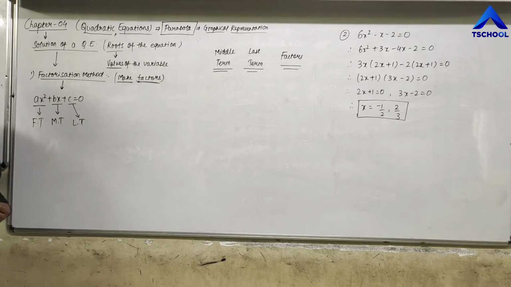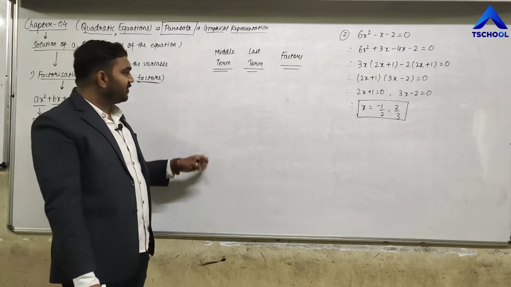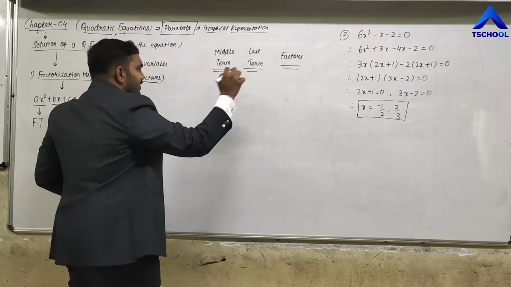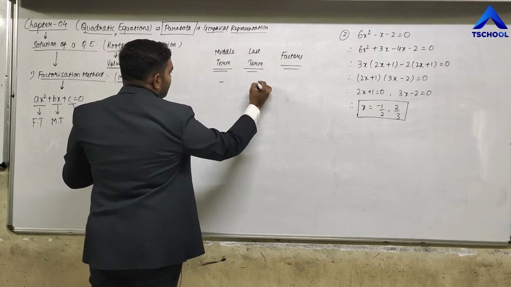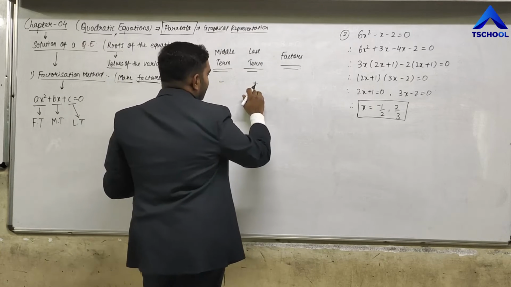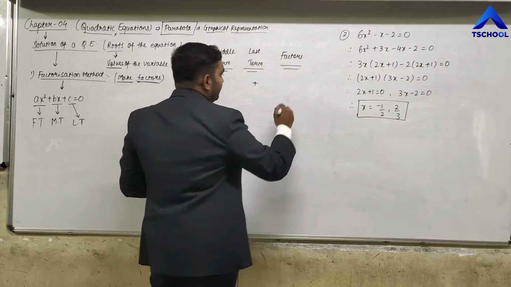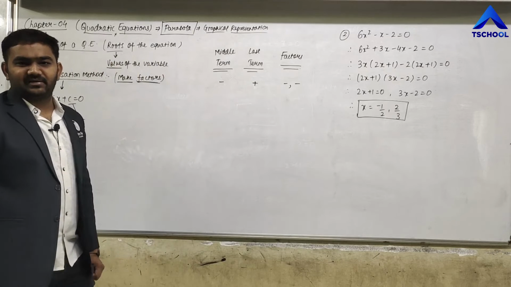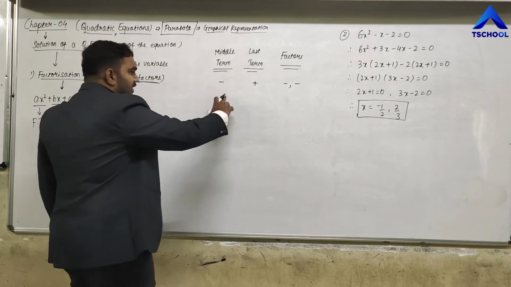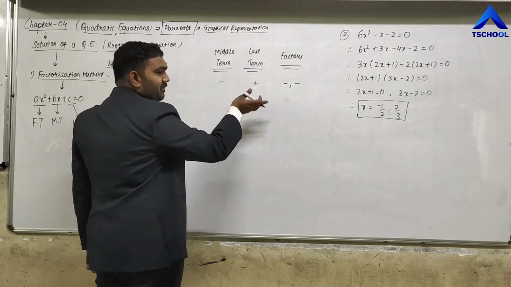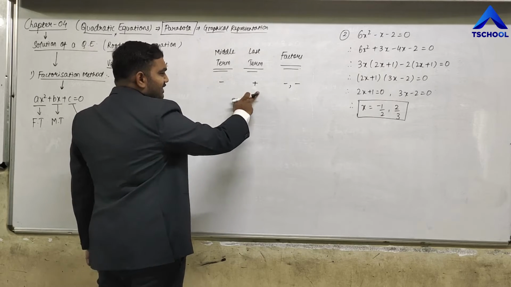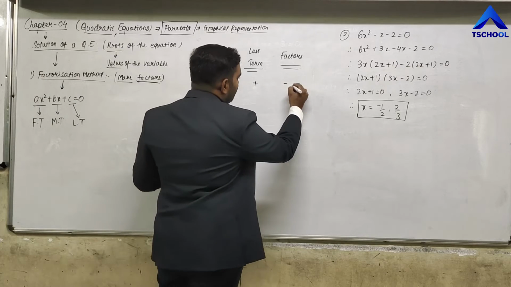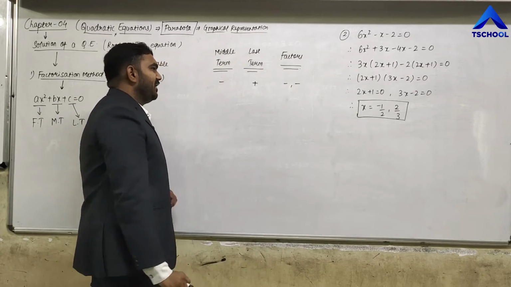Middle term, last term and the factors. That means the sign of the middle term, the sign of the last term, and the factors that we get. If the middle term is minus and the last term is plus, we get both the factors as minus and minus. Note that, friends, the first example that we solved previously had a middle term minus and a last term plus, so we had both the factors as minus and minus.